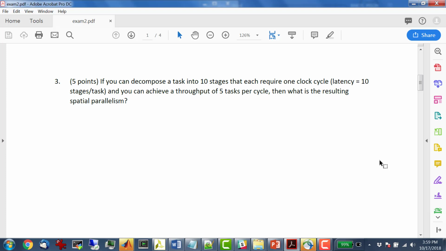if you can decompose a task into 10 stages that each require 1 clock cycle, so it has a latency of 10 stages per task, and you can achieve a throughput of 5 tasks per cycle, what's the resulting spatial parallelism?